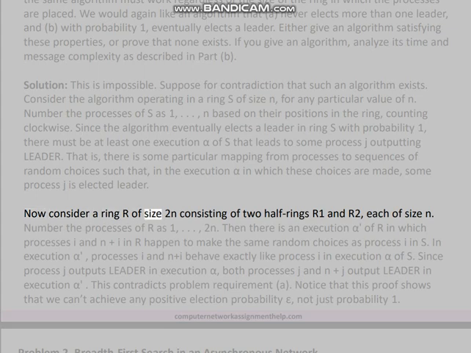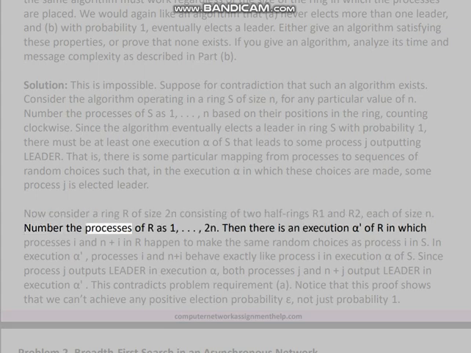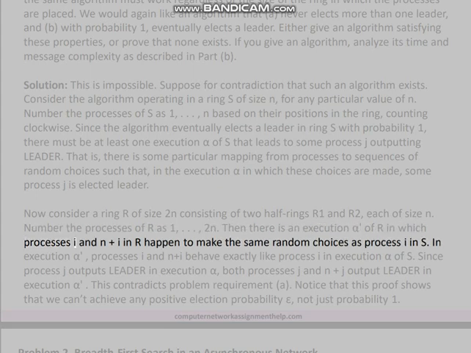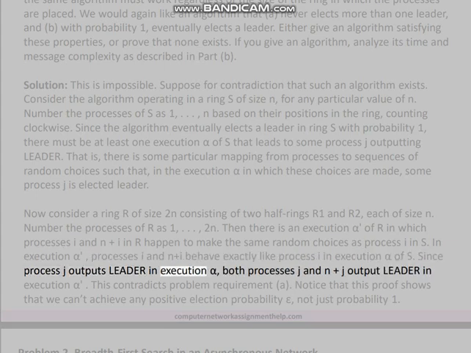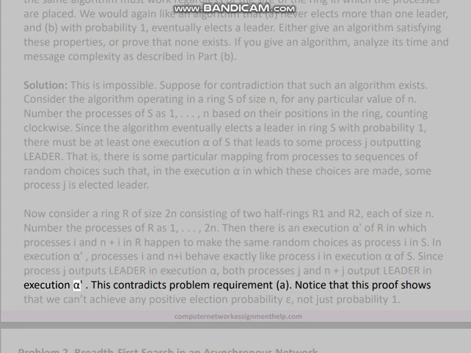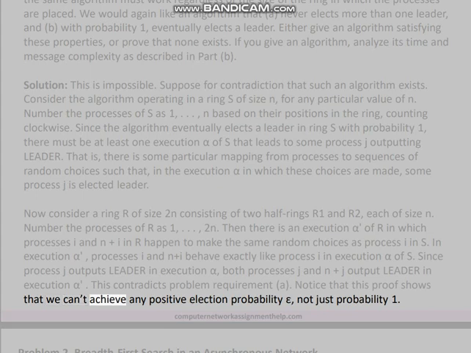Now consider a ring R of size 2n consisting of two half-rings R1 and R2, each of size n. Number the processes of R as 1 through 2n. Then there is an execution alpha' of R in which processes I and n plus I in R happen to make the same random choices as process I in S. In execution alpha', processes I and n plus I behave exactly like process I in execution alpha of S. Since process J outputs leader in execution alpha, both processes J and n plus J output leader in execution alpha'. This contradicts problem requirement A. Notice that this proof shows that we can't achieve any positive election probability epsilon, not just probability 1.